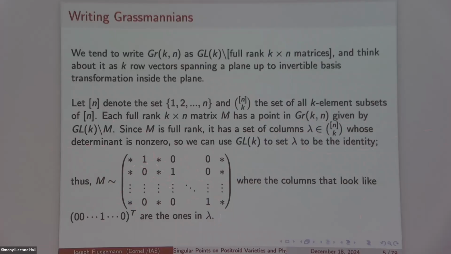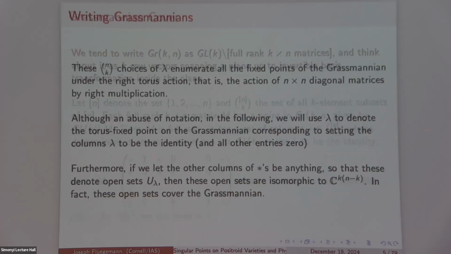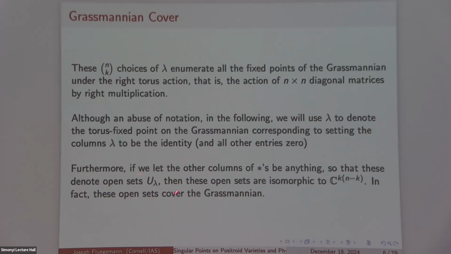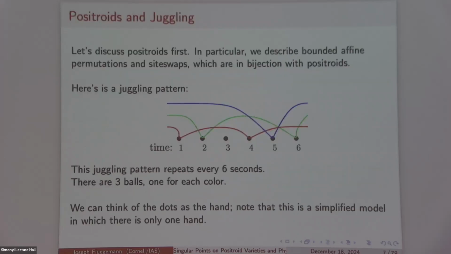But if you just leave them as stars, then this will span an open affine set, which will be denoted U lambda. And U lambda is isomorphic to C to the K times n minus K, which is the dimension of the Grassmannian. All right, so let's talk about some combinatorics related to positroids before I give the definition of Positroid variety.